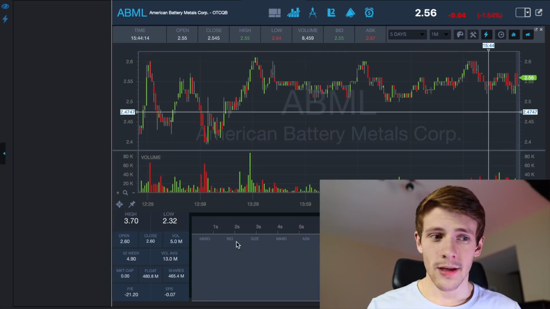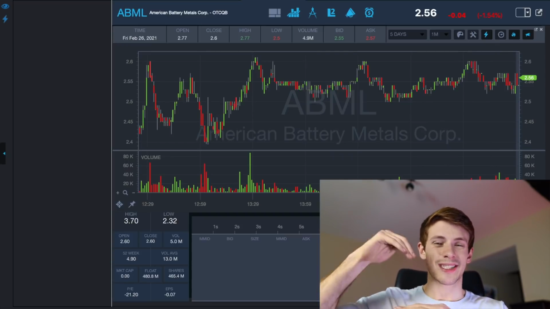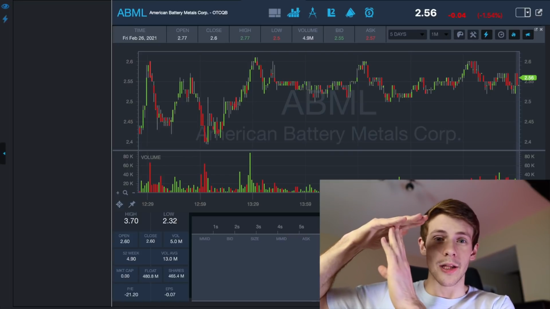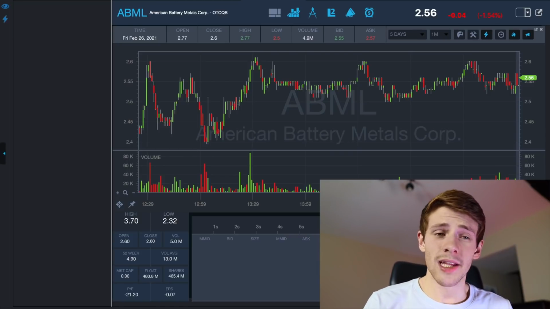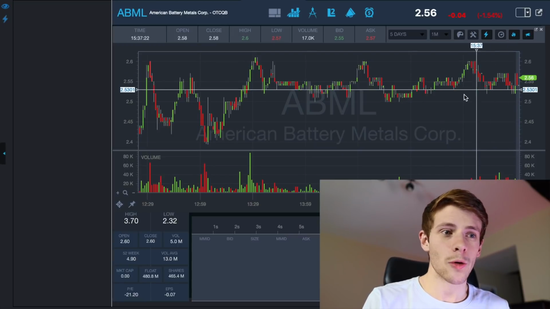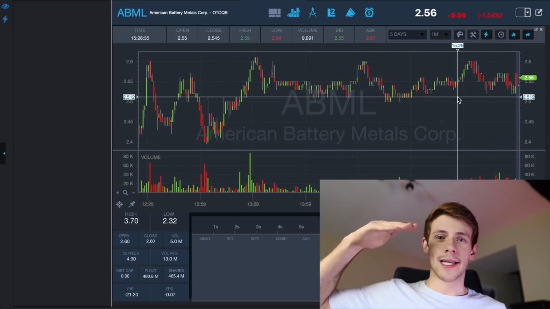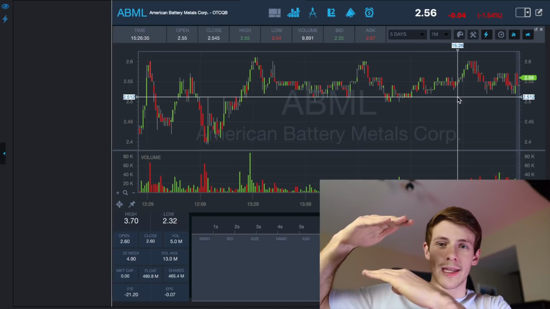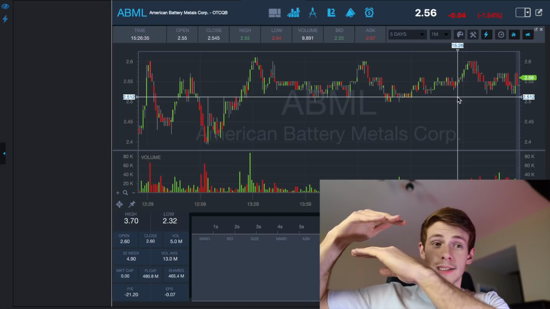If it's red, it means they're selling onto the bidders. And if it's green, it means they're buying onto the sellers. Again, the price is literally just the last price that was traded. There is no specific price for a stock. All it is is a wall of sellers and a wall of buyers, and whatever the price is just bouncing between them. The walls move up and down. That's how prices work on stocks.